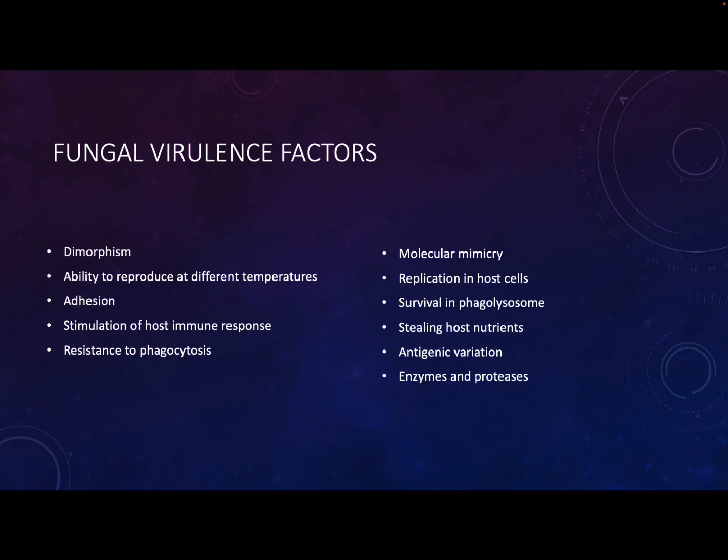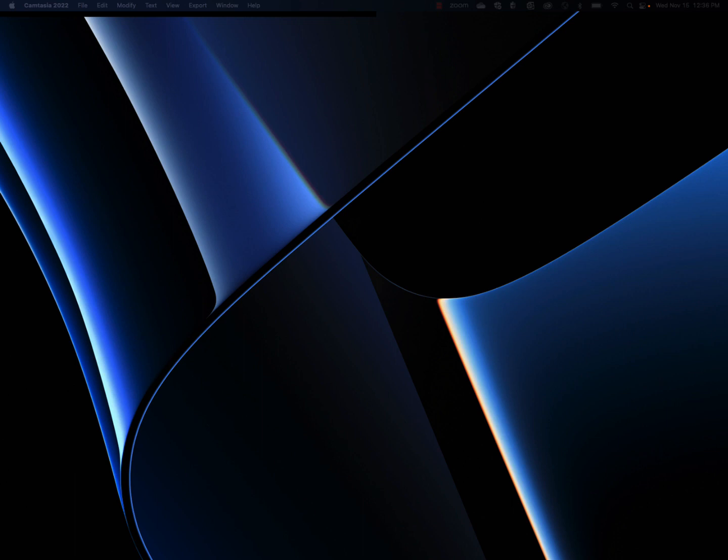So some fungal virulence factors are listed here. Of course, when we talk about the various fungi, we'll talk more about their specific virulence factors. But like every other infection we've talked about, their ability to evade the immune system is really helpful, stealing host nutrients, enzymes, or proteases that can destroy host tissue, right? All really common motifs that we see with fungi. And again, as we get into the specific types of fungi, we'll talk more about how those cause disease.